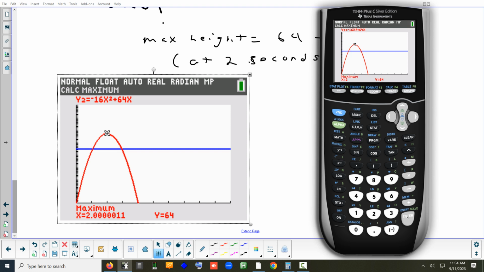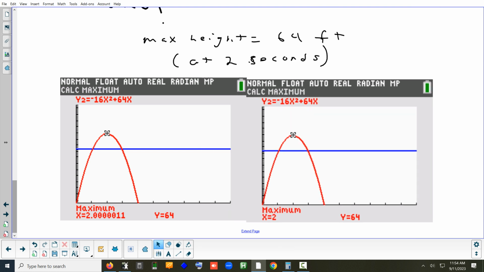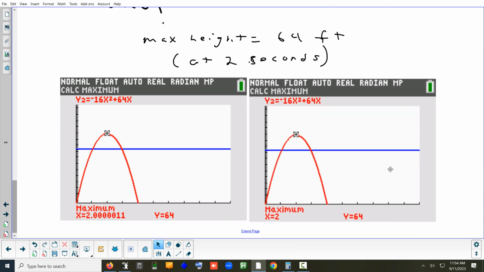Hit enter. And if you look this time, because of the way I did it, notice it gave me a slightly different answer. It says the maximum this time is 2. And what was the difference in what you did? I just made my left bound and right bound a little wider. So depending on how you set it, it can change your answer a little bit. But the y value still gave you 64. Okay, so when you see something that has like 5 or 6 decimals that are a 0, we just round it.